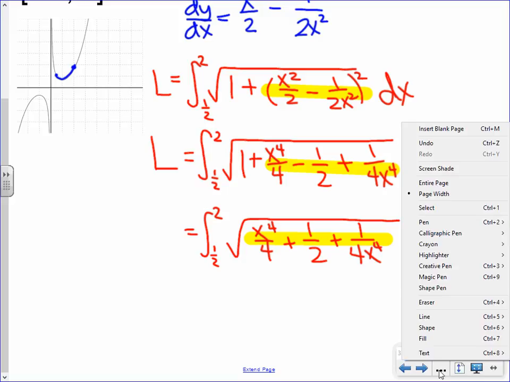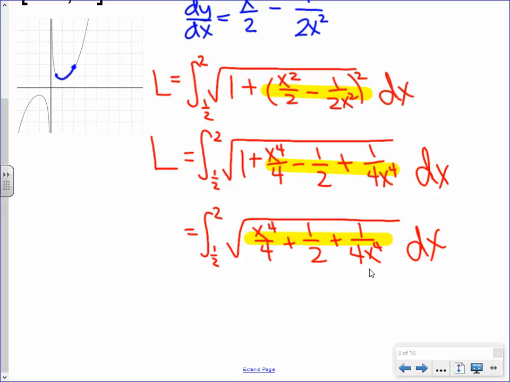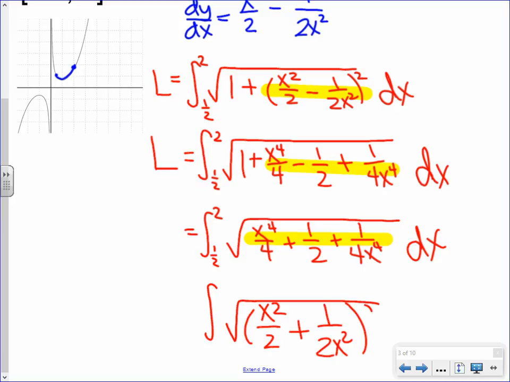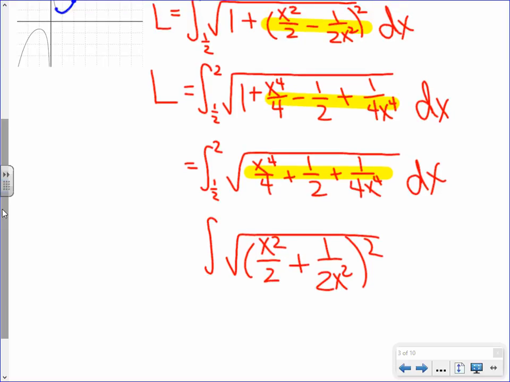Okay, so what could that factor to? If this multiplied out gave us this, what will this one factor to? Okay. This binomial squared gave us this trinomial. Well, this trinomial is the same except this is a positive instead of a negative. So this is going to factor to this perfect square binomial.